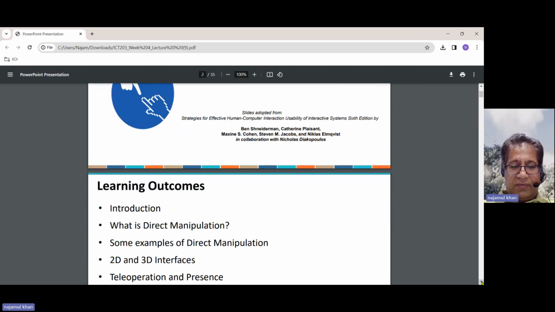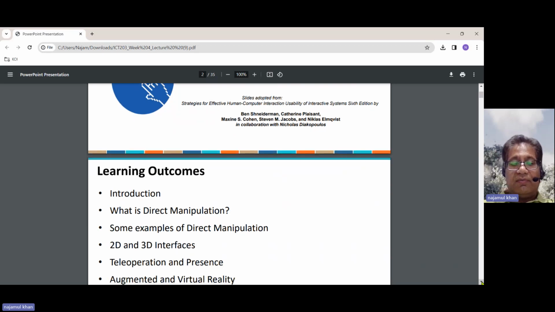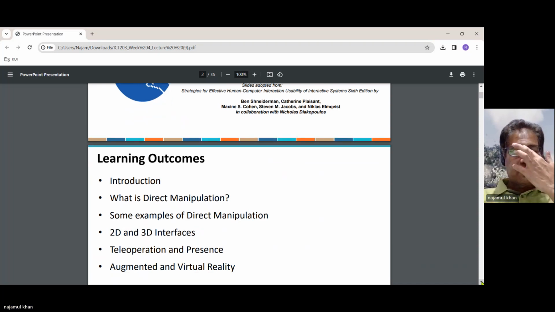Okay, now we've got a few important learning outcomes. Introduction. We will also be talking about direct manipulation. We'll be looking at some examples of direct manipulation, 2D and 3D interfaces, teleoperation and presence, augmented and virtual reality, which are new and emerging topics, but very interesting stuff is coming up. So anyway, let's get into it as well.